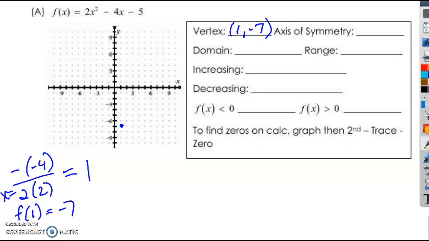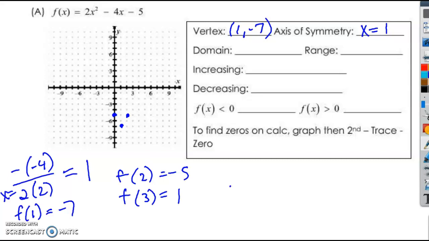Okay, now let me pick a couple other points here. If I plug in f of 2, what do I get? Negative 5. If I plug in f of 3, I get 1. So I'm just going to go ahead and plot those. 2, negative 5. Okay, so that gives me reflecting over the line there. And we already know that the axis of symmetry is going to be x equals 1.